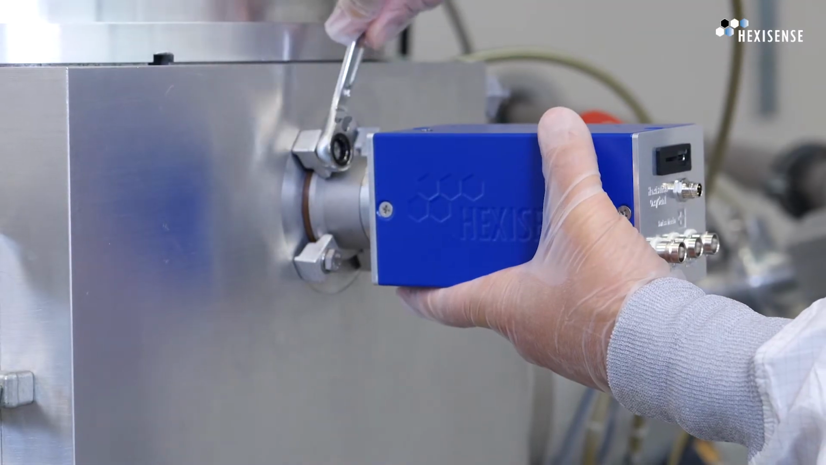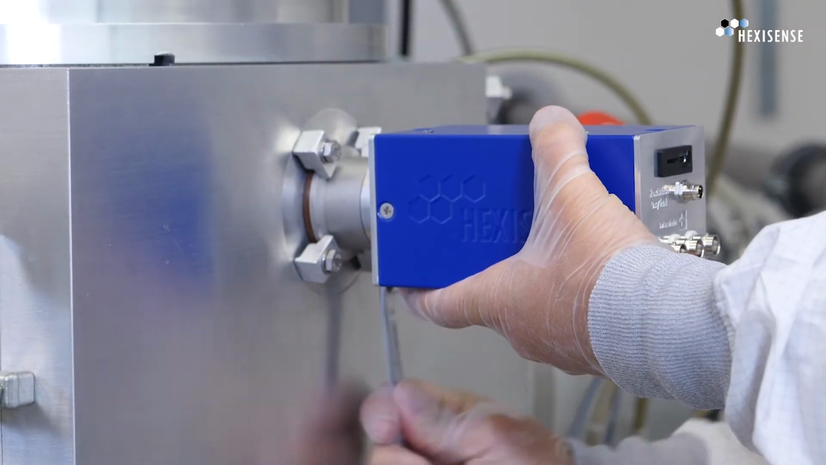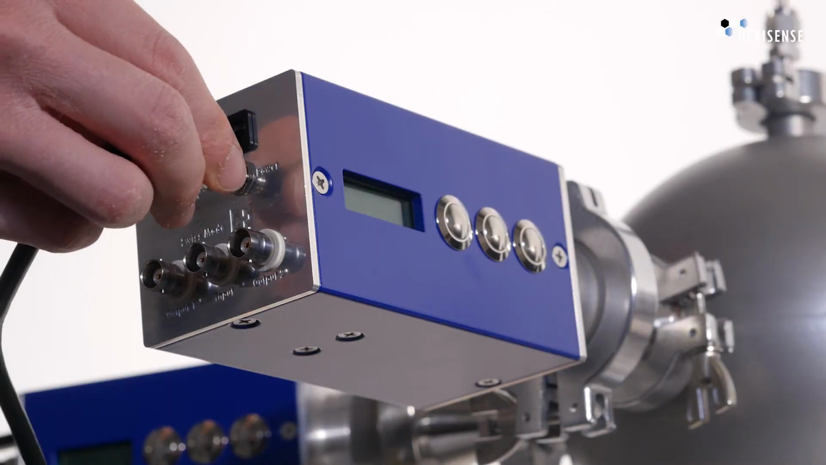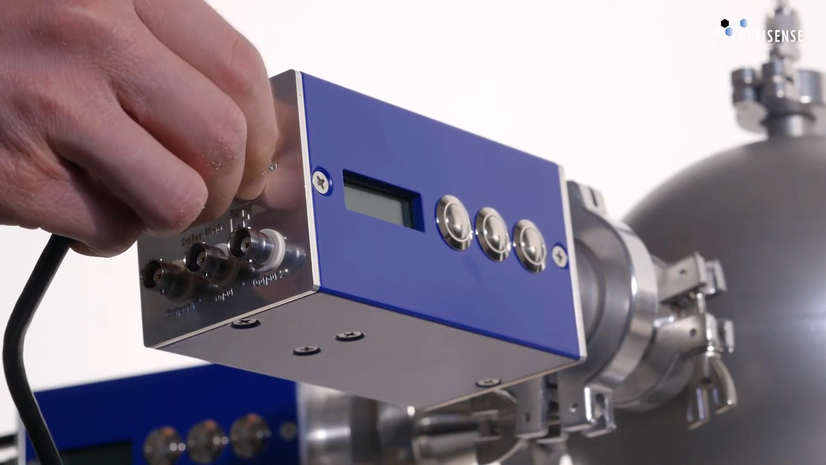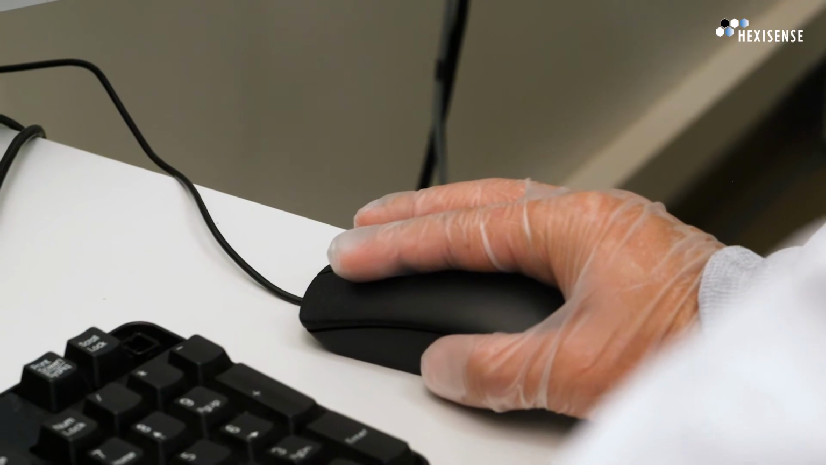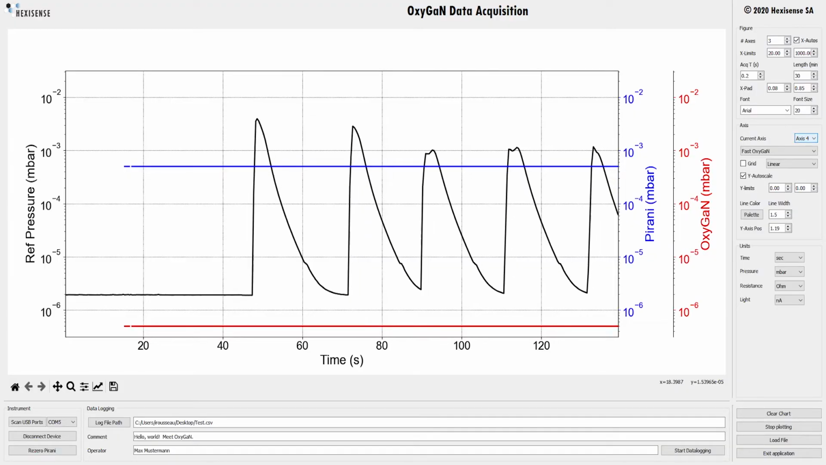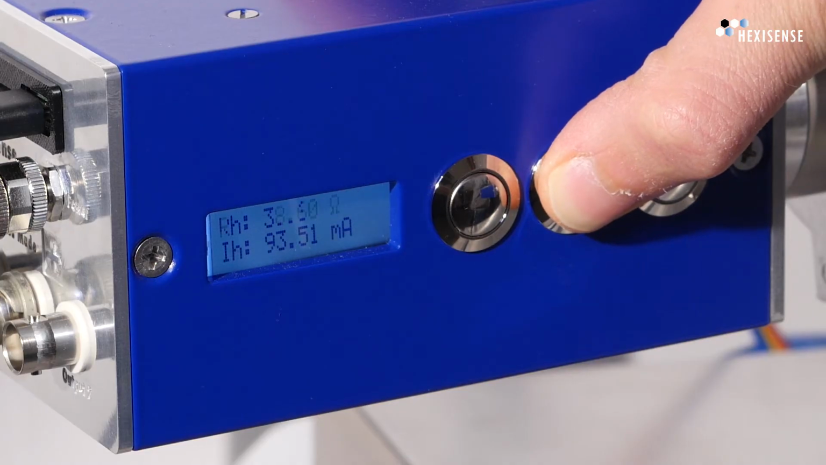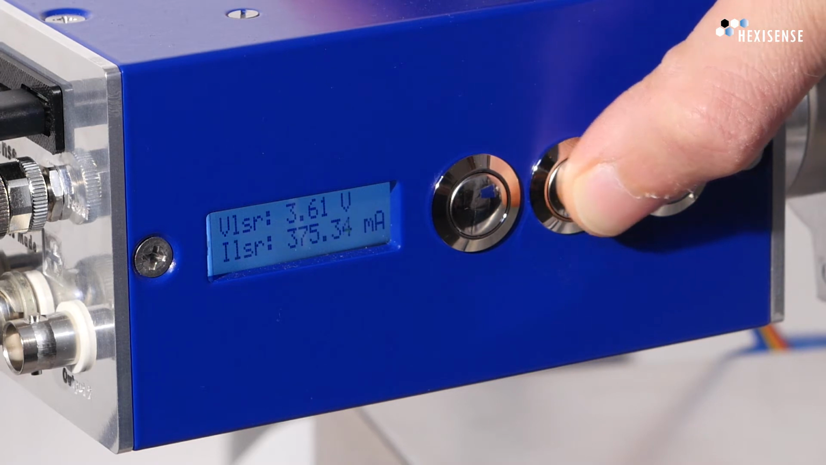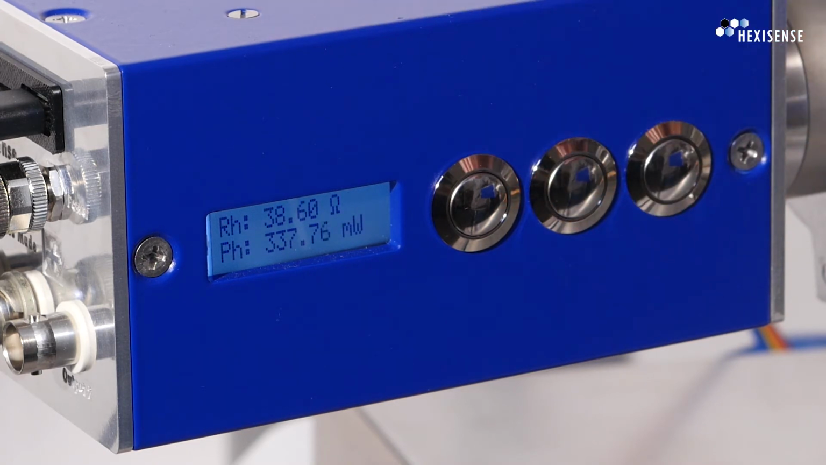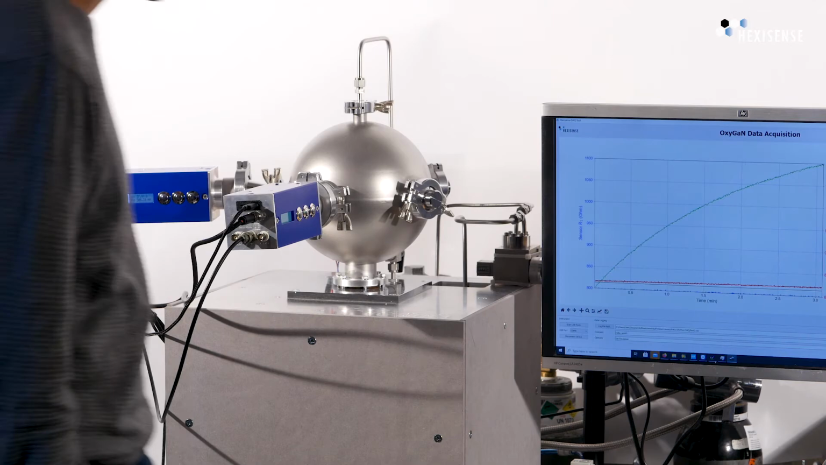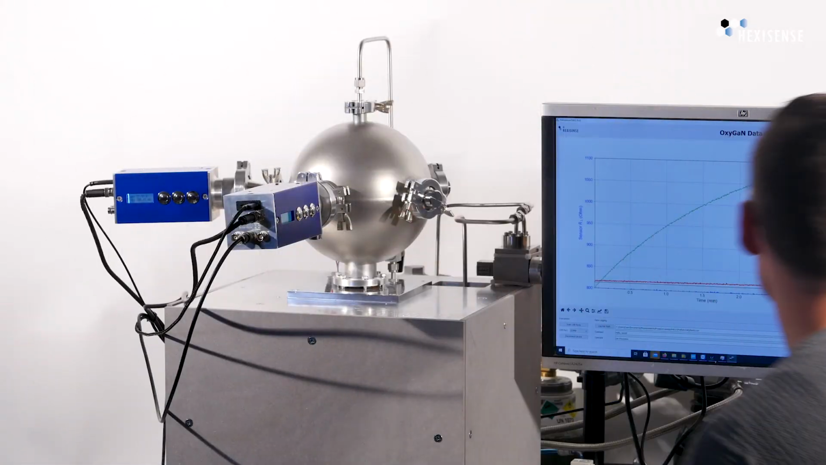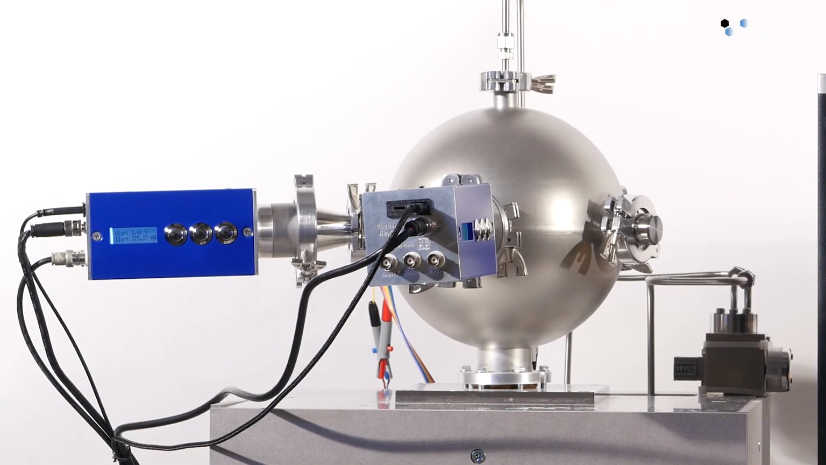To install, simply mount the instrument onto a standard vacuum flange and connect the included power supply. All required hardware and software is built inside the instrument. You can cycle through the measured total pressure, oxygen level, and other instrument parameters. Let's take a look at the unique capabilities of the OxyGaN product on Hexisense's ISO standard calibration chamber.